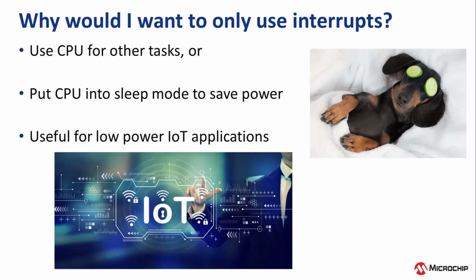Now the first question you're probably asking is, why would I want to do that? The answer is, we can then use the CPU to do other things, or even put it in a lower power mode, also known as a sleep mode. These sleep modes are especially useful for battery-powered applications, such as Internet of Things applications that are required to use as little power as possible so that they can run potentially for years on a single battery.